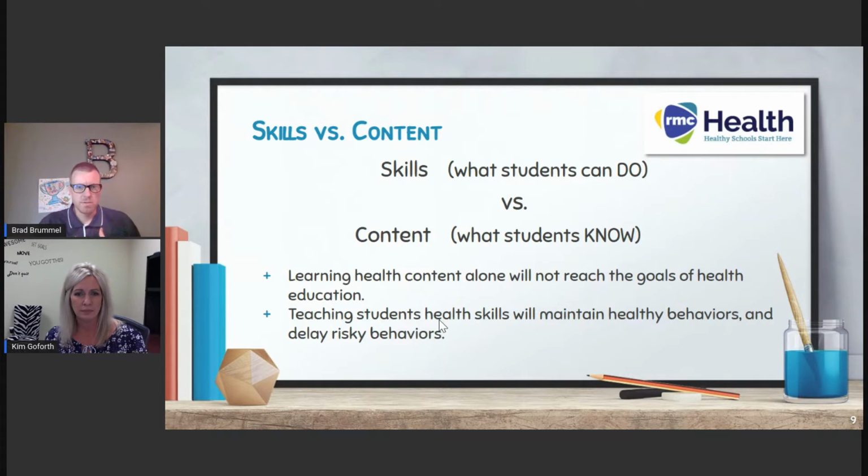And really what it comes down to is teaching the students these health skills that are going to help maintain healthy behaviors and delay risky behaviors, which is why we're in the business to start with. So again, if you have not seen that first video, we highly encourage you to check it out. But again, the skills versus content all goes back to the goals that we just discussed.